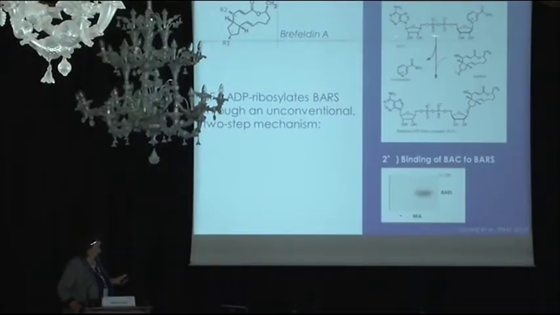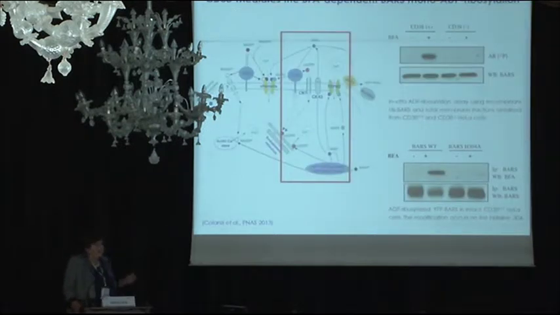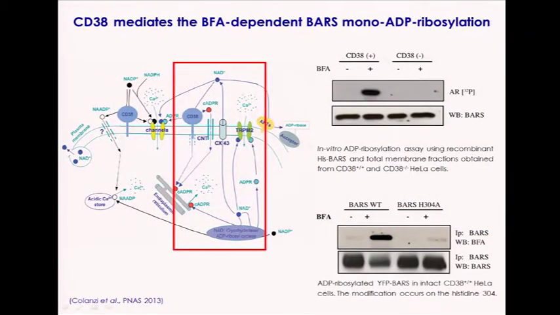So it's an enzymatic reaction that catalyzes the formation of this product, Brefeldin A ADP ribosylated conjugate, BAC, we call it. And in fact, the isolated BAC can then bind to BARS. So it's a two-step reaction, but this is the enzymatic step. Again, a long story made very short: we have identified the enzymes that are responsible for the reaction, and they are the ADP ribosyl cyclases. In particular, we showed that CD38, an ectoenzyme known to form cyclic ADP ribose, is in fact the enzyme forming also BAC.